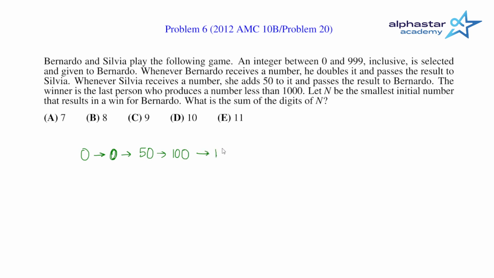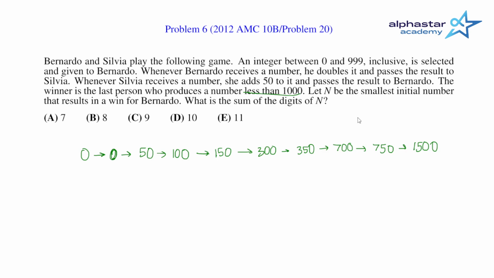Sylvia adds 50. Bernardo doubles it, so becoming 300. Sylvia increases it by 50 again. Bernardo doubles it, and Sylvia adds 50. Finally, Bernardo doubles it, and we can see that the result is now no longer less than 1000. Remember that the winner is the last person who produces a number less than 1000.